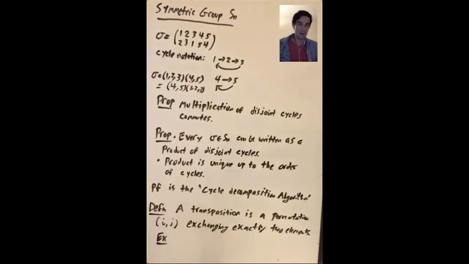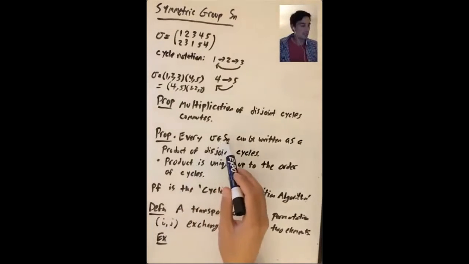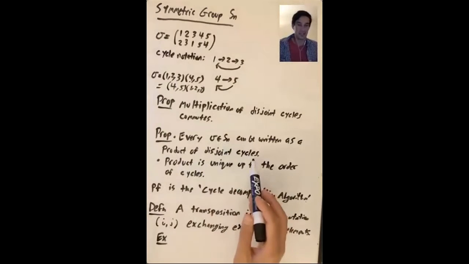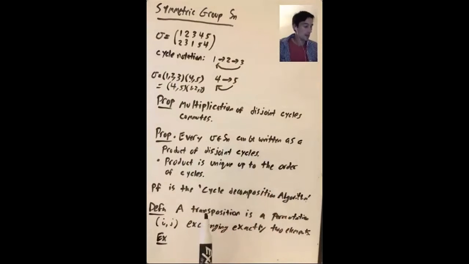Okay, what is the important fact? Every permutation in Sn can be written as a product of disjoint cycles. That product is basically unique up to the order of factors. So if you understand the cycle decomposition algorithm, it's sort of clear why this is true.